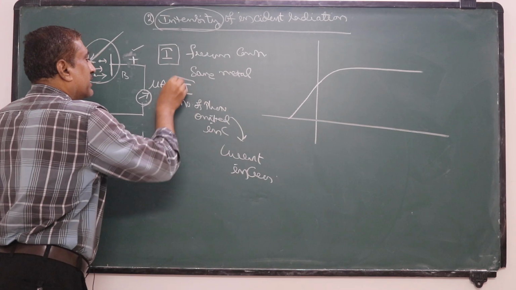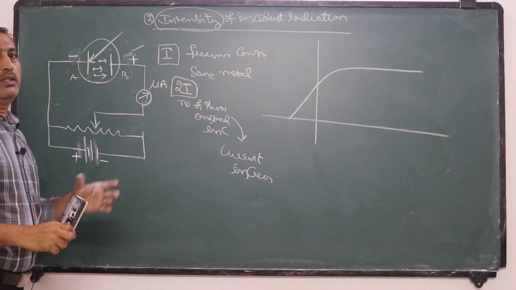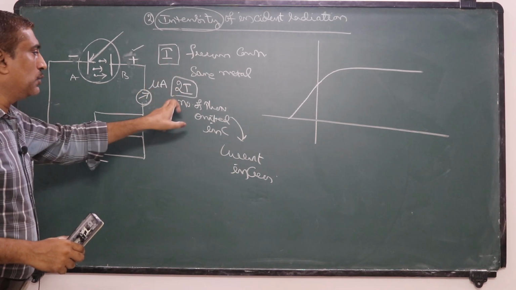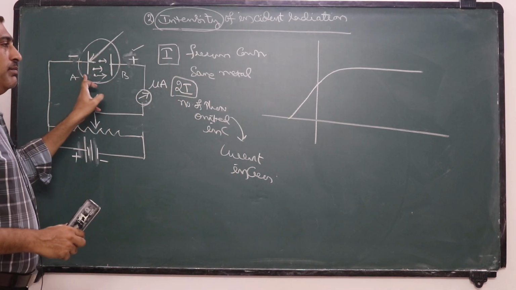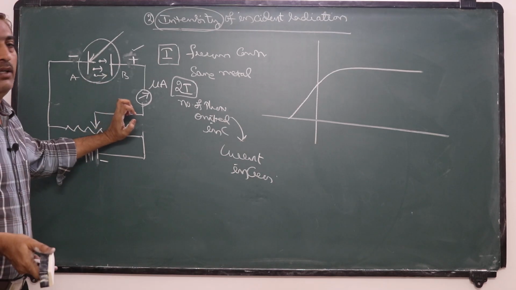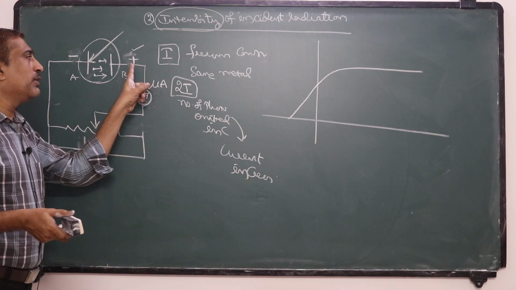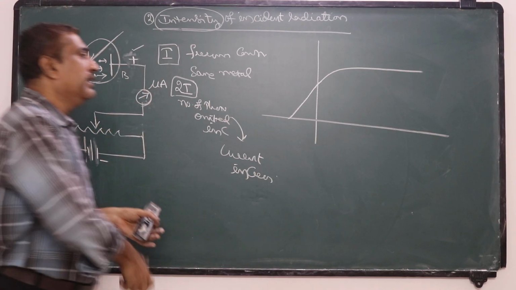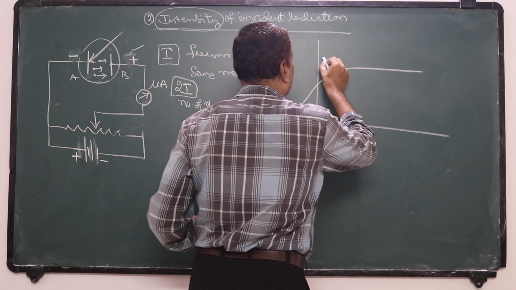Now, if the intensity is doubled, that means light of intensity 2I is incident on this metal, then the current increases, but the variation with respect to the applied voltage is the same as that of the previous case. That means in that case we get the curve like this.